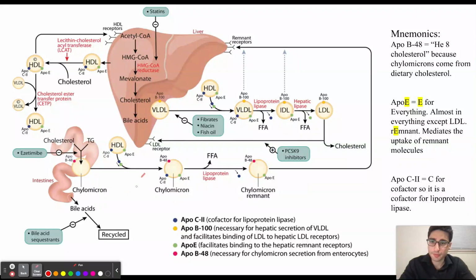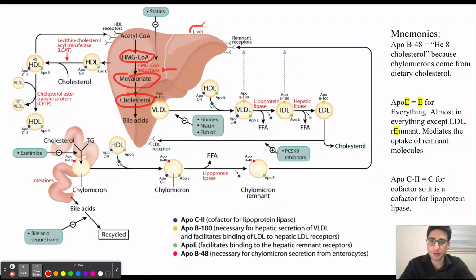Hello everyone, in this video we'll be discussing lipid transport. We'll be starting our discussion by first discussing cholesterol synthesis. Now the most important step to know in cholesterol synthesis is going to be the conversion of HMG-CoA to mevalonate with the enzyme HMG-CoA reductase. And remember that statins are going to be inhibiting this enzyme.